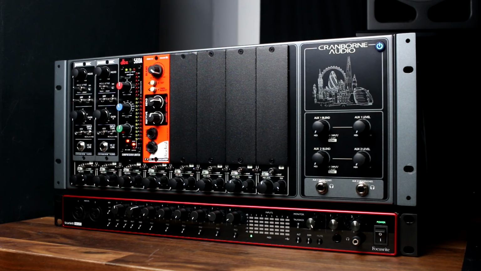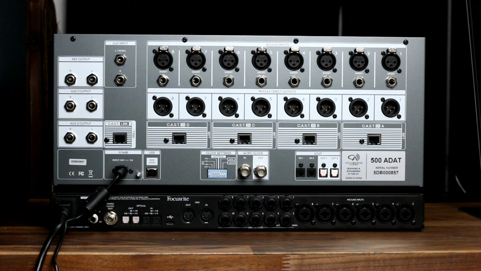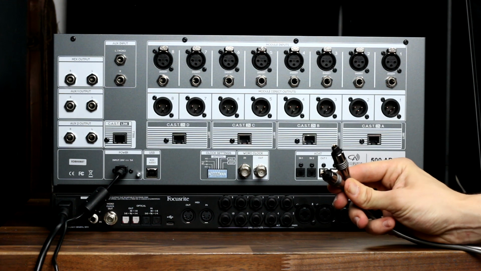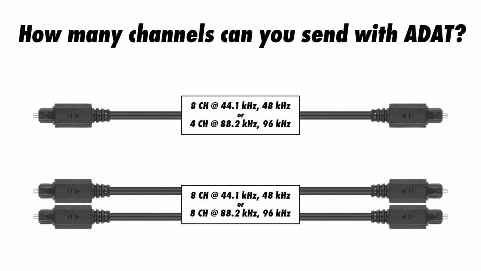No matter what equipment you're using, there are some basic steps that you'll need to follow. First of all, you'll be using optical cables to connect everything together. One optical ADAT connection can carry 8 channels of audio up to 48 kHz sample rate, or 4 channels of audio up to 96 kHz sample rate.